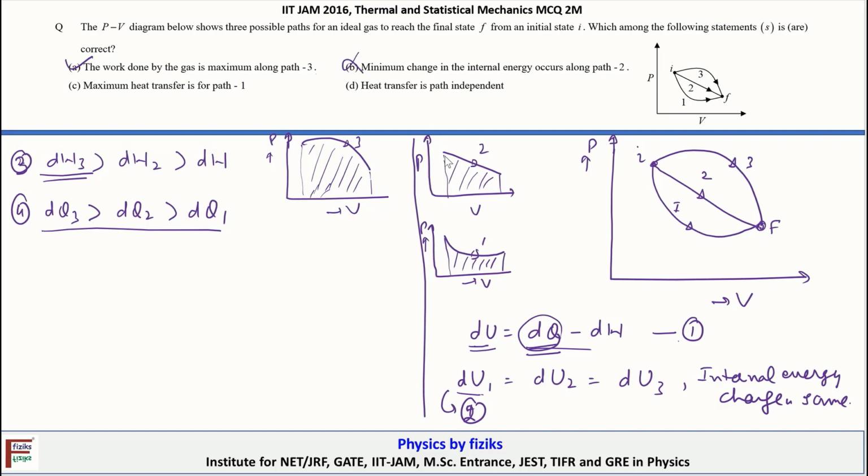Maximum heat transfer is for path 1. No, maximum heat transfer is for path 3. So this is also wrong. The heat transfer is path independent. This is also wrong. Heat itself is basically a path dependent quantity. Sorry, I made a wrong statement. The heat transfer is a path dependent quantity basically. So therefore A is the only correct option.